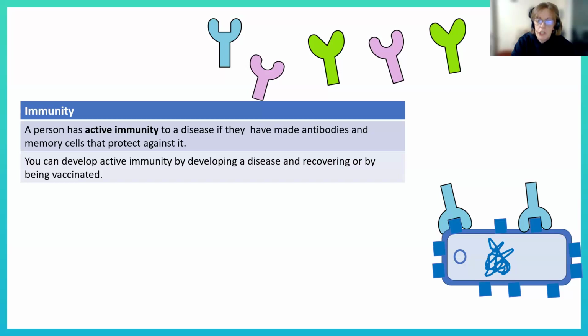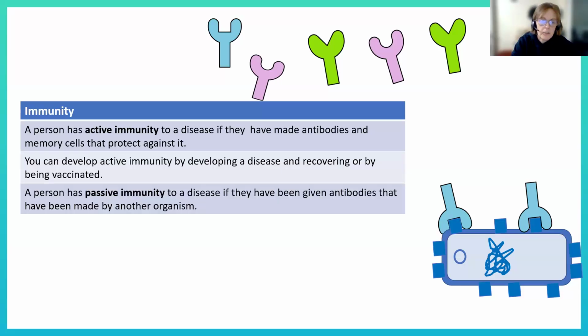And remember, vaccination is when you are deliberately exposed to either a dead pathogen, so one that is inert or been made inactive, or you are exposed to bits of a pathogen, so just the antigens somehow. So attenuated or dead pathogen. You can get passive immunity to a disease as well, and that's when you're given antibodies that have been made by another organism.